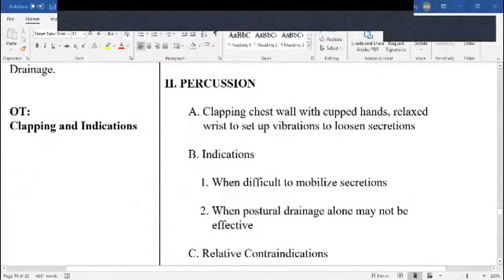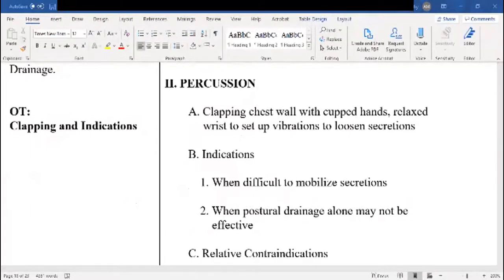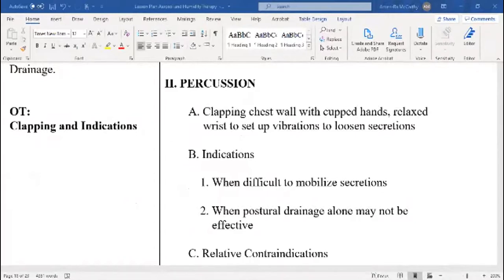All right, so let's look at the chest percussion. What is percussion? Clapping the chest wall with cupped hands, right? Relaxed wrists to set up vibrations and loosen secretions. Because once they're trapped up in there, sometimes you breathe all that hypertonic saline, you breathing all that aerosol, we draining you, but it's still so thick that it's not coming out, all right? If that's the case, we have to help it along with a little bit of percussion, whether we're using our hands or a device for it, okay? What's the first indication of percussion? When it's difficult to mobilize the secretions. Like we did all this draining, we did all this medicine, we're doing all this other stuff, it just won't come out. So now we're gonna have to beat it out.